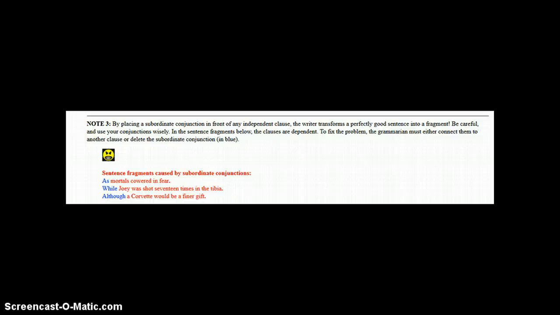The reason those subordinate conjunctions are so important is because if we use them incorrectly, we take a good sentence and we make it into a fragment. And a fragment leaves us wanting more information. So use these conjunctions wisely. Don't write "As mortals cowered in fear," because why are they cowering in fear? We want more information in that sentence. "While Joey was shot 17 times in the tibia, the criminal ran away, he screamed," we want more information.